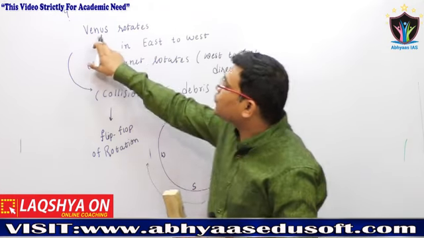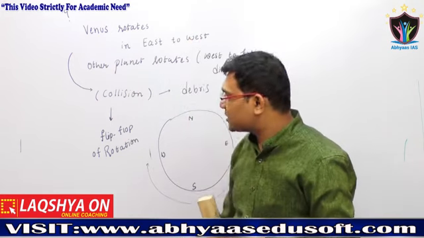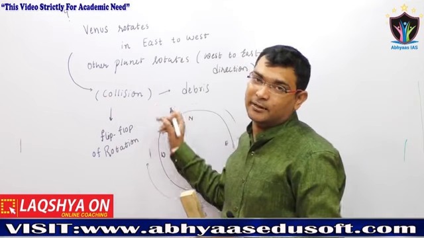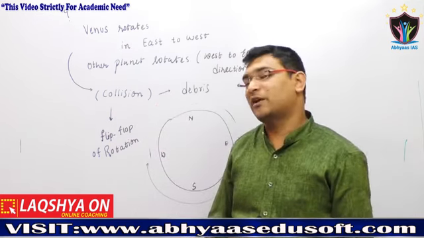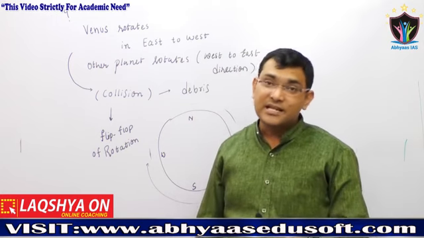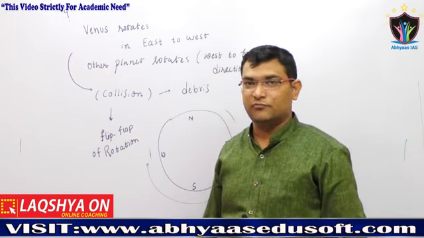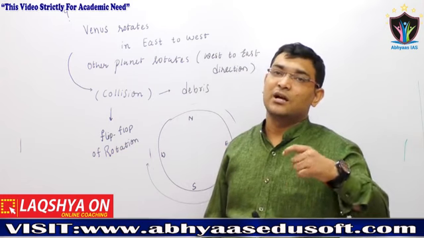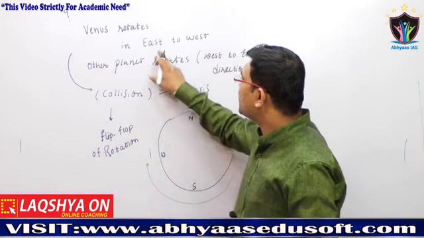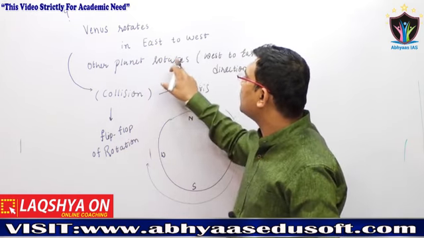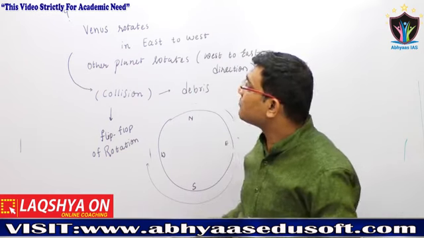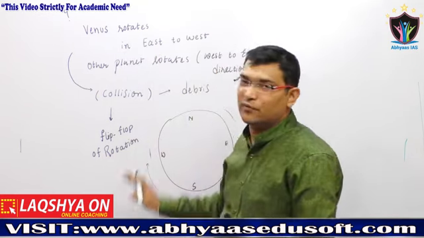So why is Venus rotating in the east to west direction? Because of the collision with the debris that was left after the formation of the planets. This debris collided with Venus, and Venus flip-flopped its direction, so it rotates from east to west. Other planets rotate from west to east. So this is why Venus rotates from east to west.